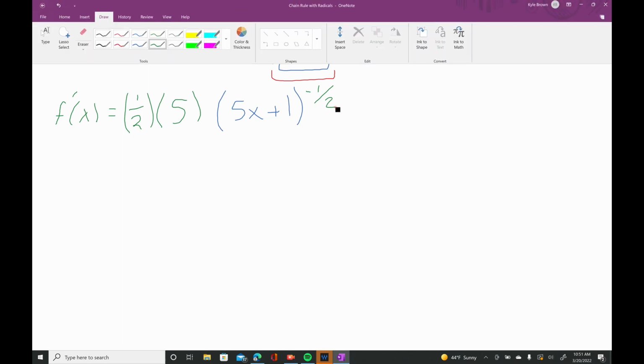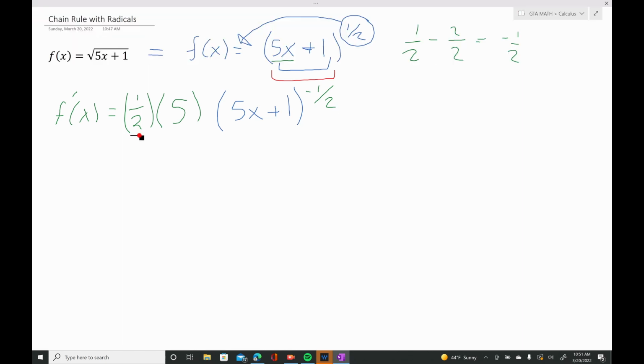So now that we're here, what we're going to do is multiply everything in green, because these are the things we took the derivative of. But we're going to do some rewriting. So this is now going to be 5/2. And then we're going to have 5x plus 1 stay the same. I should write it in blue so that way nobody gets confused. And then we're going to keep the negative 1/2.